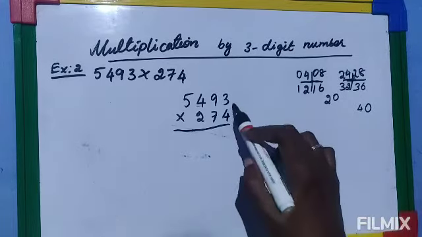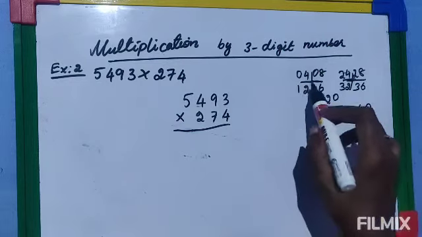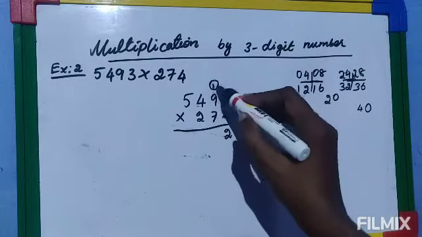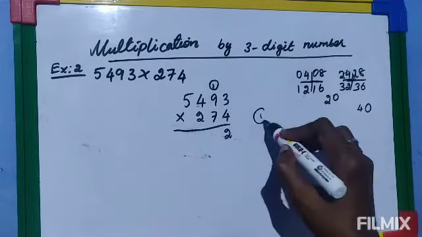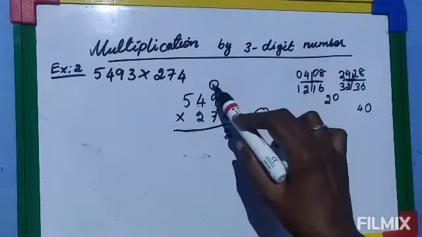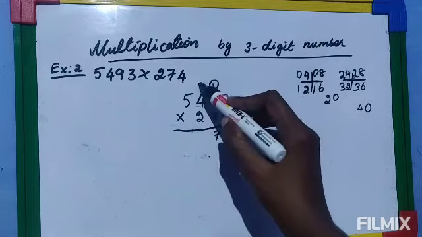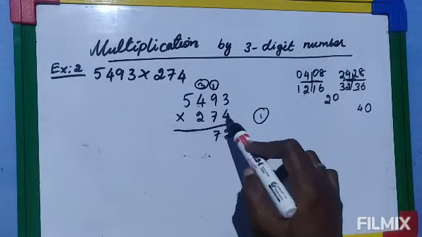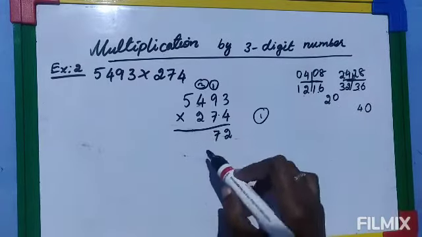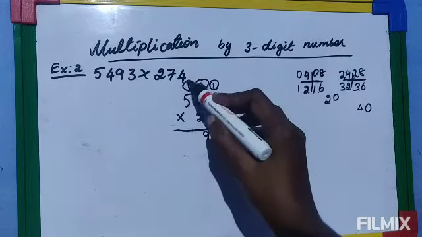So now first by 4 each number you have to multiply. 4 3's are how many? 12. 4 3's are 12, so 2 you will write here. 1 you will carry here, you can write it here, otherwise you can write it somewhere in the corner. Again 9 4s are 36 and they carried over 1, so 36 plus 1 37, so 7 you will write here, 3 carried over here. Again 4 4s are 16, so 16 plus 3 19, so 9 you will write here, 1 you will carry here.